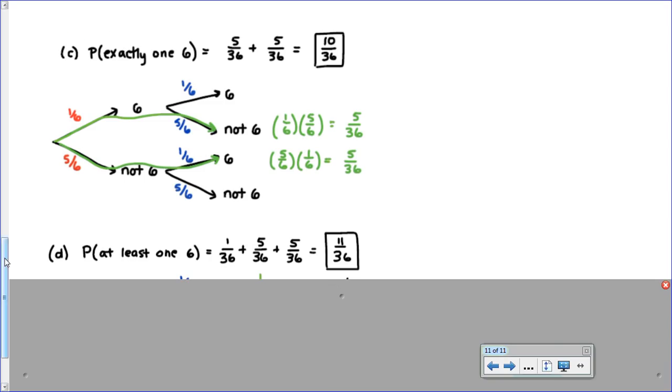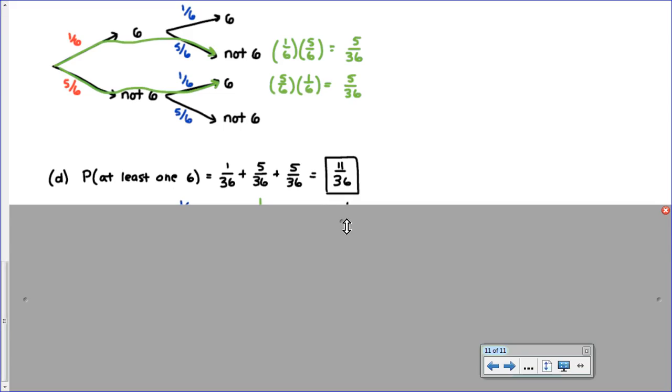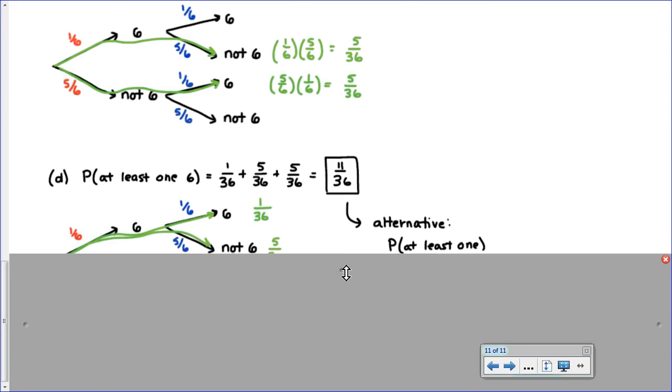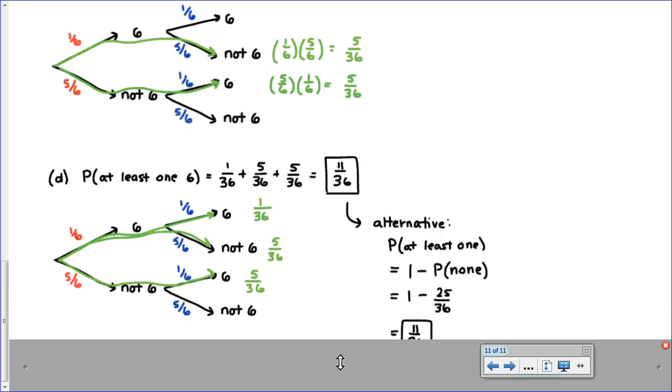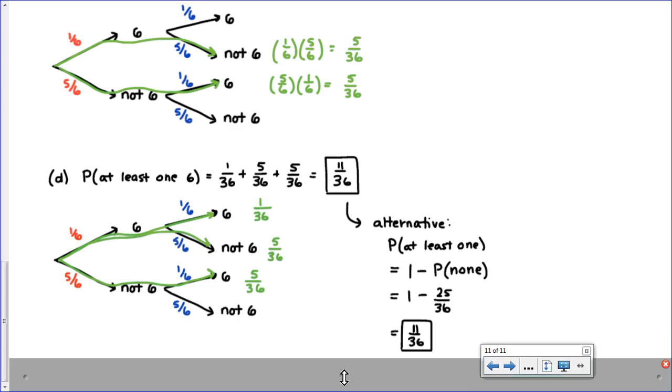And then probability of getting at least one 6 involves a whole bunch of branches, right? The 6 followed by a 6, 6 followed by not a 6, or the not a 6 followed by a 6. So I can add those 3 branches together. Or you can think about the probability of getting at least one 6 as everything other than the not 6 pathway. So you can think about the alternative approach to this. The probability of getting at least one of something is going to equal 1 minus the probability of getting none of that thing. That's sort of the notion of the complement. And so you can get to the same result by doing 1 minus the 25 over 36 that we had from question B up above. And for now, that is all.